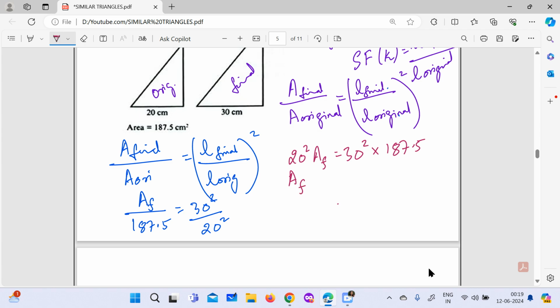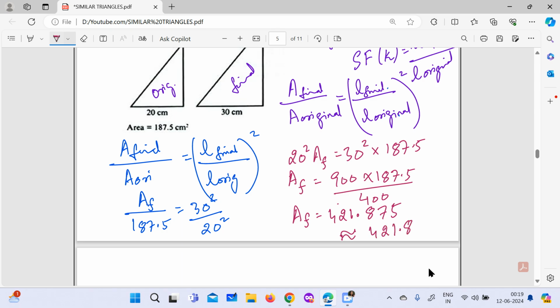So the final area you will get, let me expand it now. 30 squared will become 900 into 187.5 over 400. Now put everything in your calculator and you get 421.875. So you can definitely write this as approximately equal to 421.88 centimeter squares. Don't forget to mention the unit. This is very important.